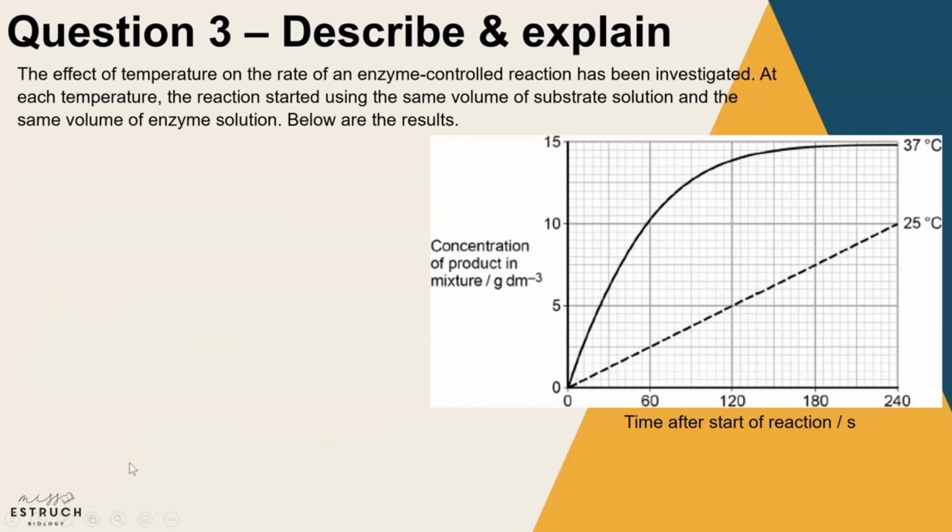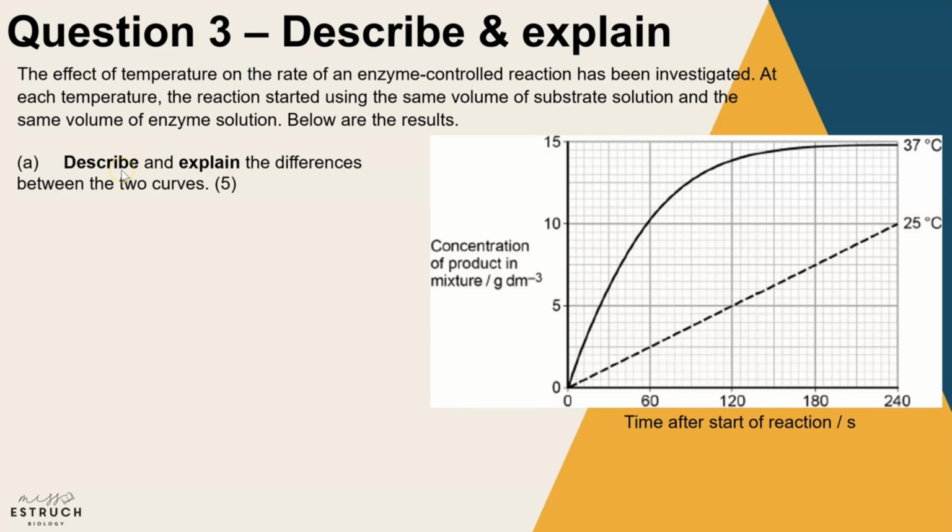So question 3, we're looking at the effect of temperature on the rate of an enzyme-controlled reaction, and that's what they've investigated. At each temperature, the reaction started using the same volume of substrate solution and the same volume of enzyme solution. So here are our results. We've got the concentration of product in the mixture in grams per decimeter cubed. And then we've got the time after the start of the reaction, and that is measured in seconds. So describe and explain the differences between the two curves. And this is a 5-mark question, but there is quite a lot of information to give here.